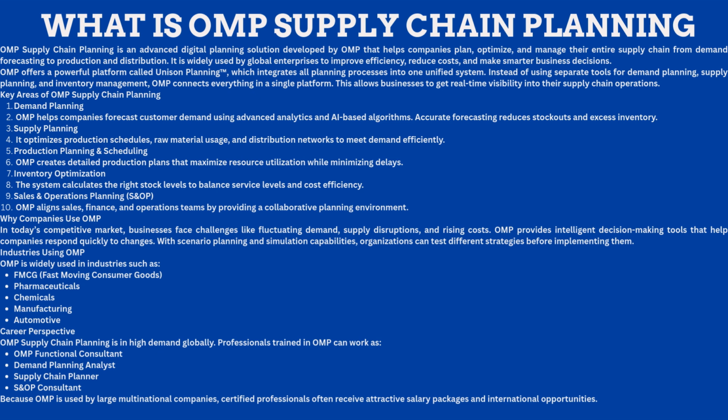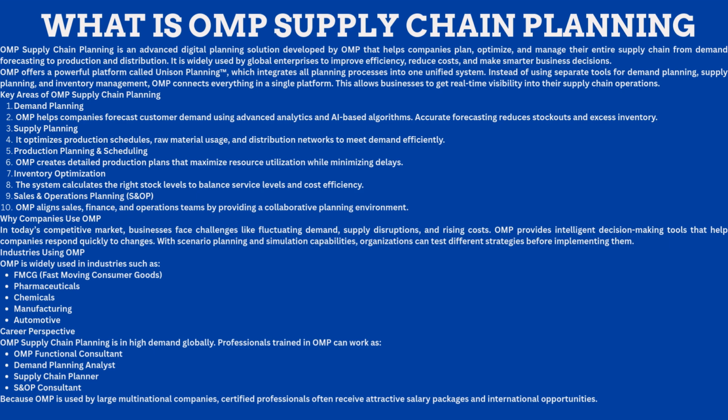Key areas of OMP supply chain planning. Demand planning: OMP helps companies forecast customer demand using advanced analytics and AI-based algorithms. Accurate forecasting reduces stockouts and excess inventory. Supply planning: it optimizes production schedules, raw material usage, and distribution networks to meet demand efficiently.